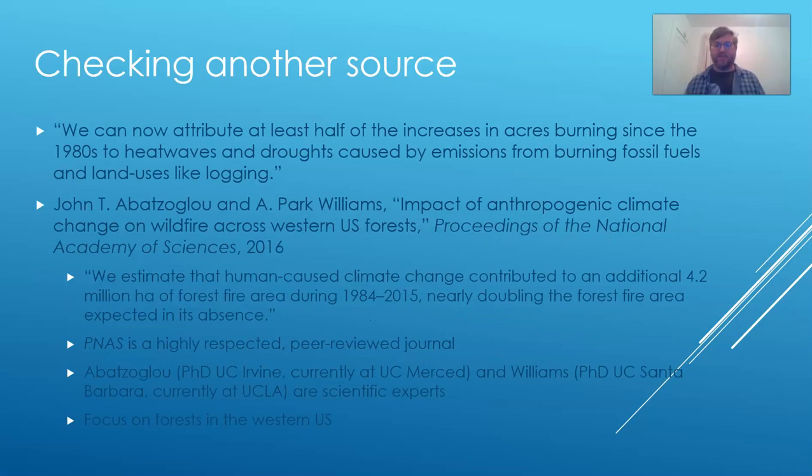I mean, keep going through the search results. We can try to refine our search. We can add things like since the 1980s and attribution to try to pin down a source that will talk about exactly the thing that De La Salle was writing there. And after a little bit of poking around, I came across this article here by John T. Abatzoglu and A. Park Williams called Impact of Anthropogenic Climate Change on Wildfire Across Western U.S. Forests, published in 2016 in the journal Proceedings of the National Academy of Sciences.